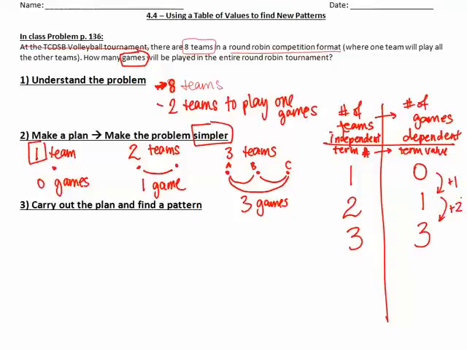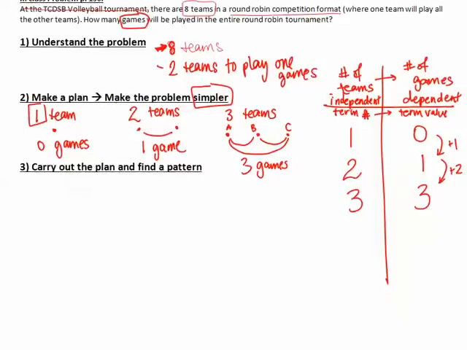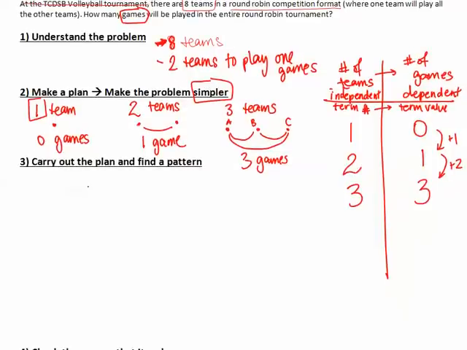What we could do is let's carry out the plan and let's see if we can find the pattern by going to four teams and see if we can predict how many games four teams will play. Well, given this pattern, which was start at 0, add 1, and then continue to add 1 more than the last time you did before, that means my prediction is to add 3, and I should have 6 games if I have 4 teams.